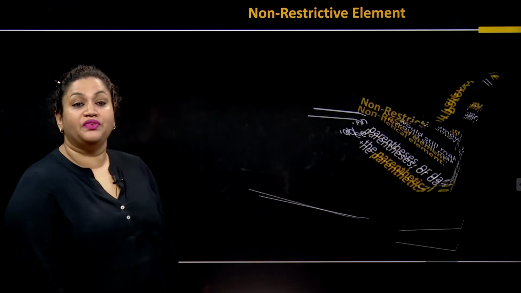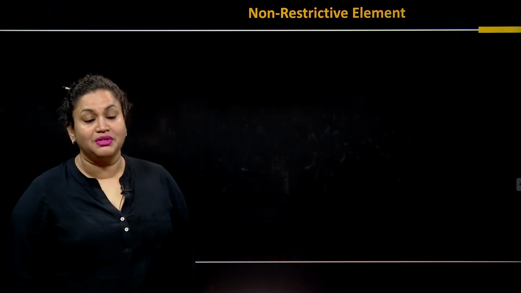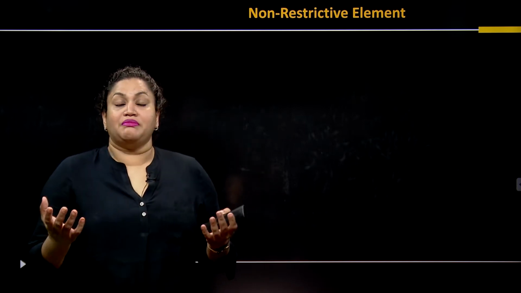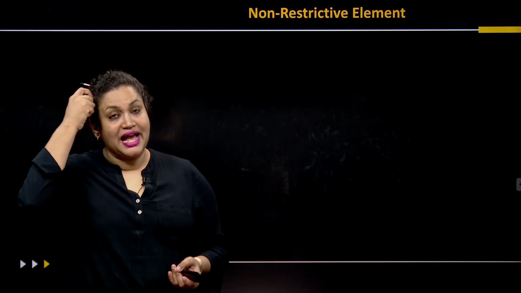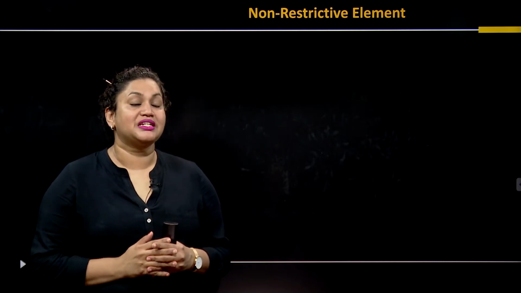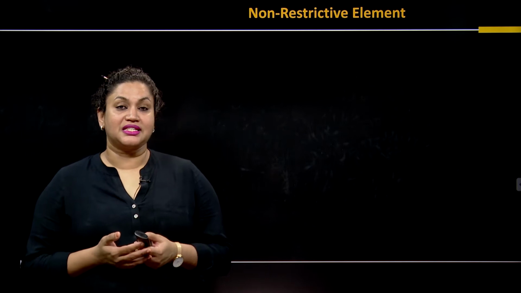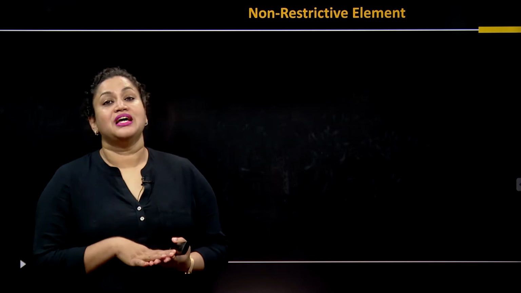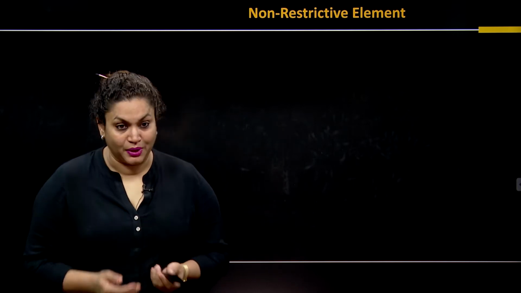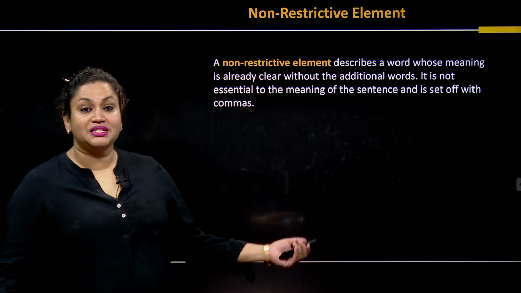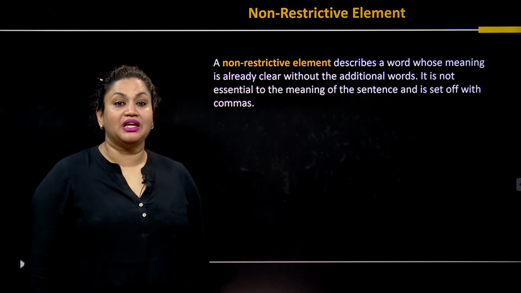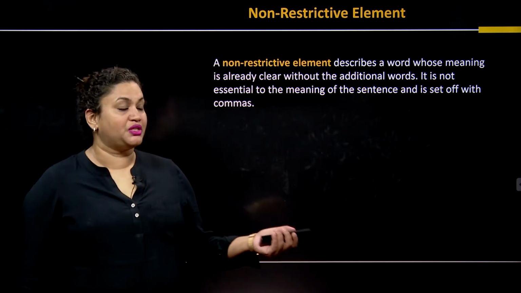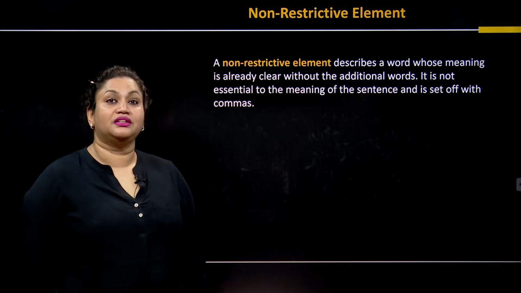Okay, so when we are talking about this non-restrictive element, we need to understand that we have to maintain a structure whenever we are making a sentence, and we have to make sure that the sentence is complete within itself. We can add elements, but it should not be a burden to the sentence which might become ambiguous. So a non-restrictive element describes a word whose meaning is already clear without the additional words. It is not essential to the meaning of the sentence and is set off with commas.